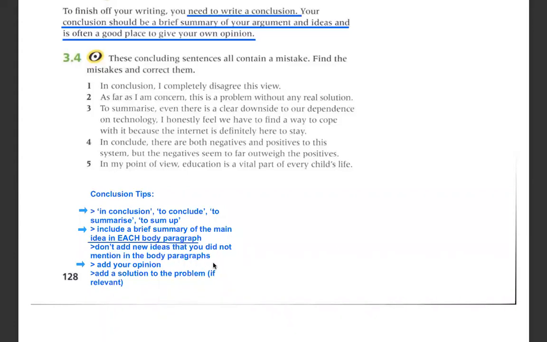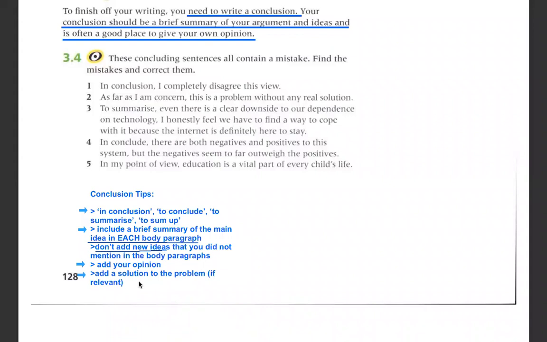Don't add new ideas that you didn't mention in the body paragraphs, okay? The conclusion is not the area to be adding new ideas. You should be adding your ideas into the body paragraph, and then you just summarize them at the end. This is also a good place to add your opinion. So here you can say, in my view. And then you can also add a solution if it's relevant. Okay, so if they give you some kind of problem, you can add a solution.